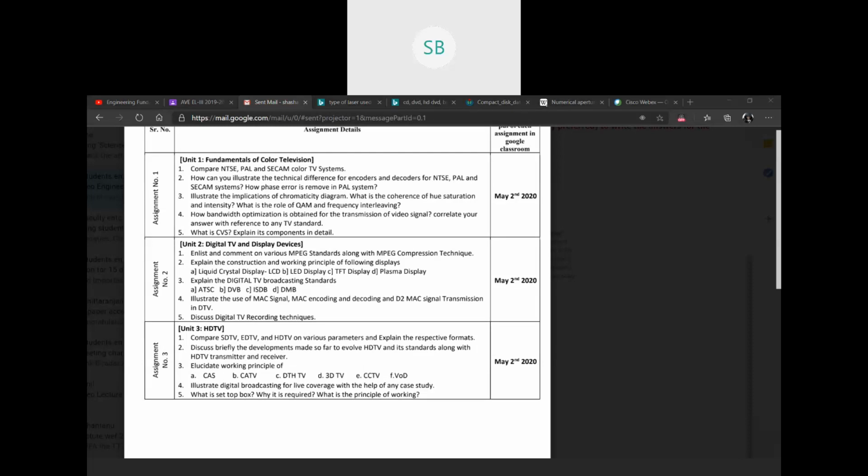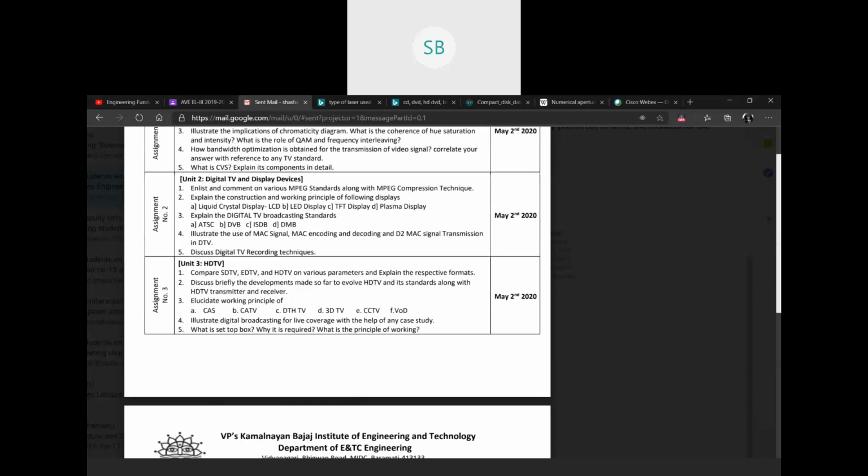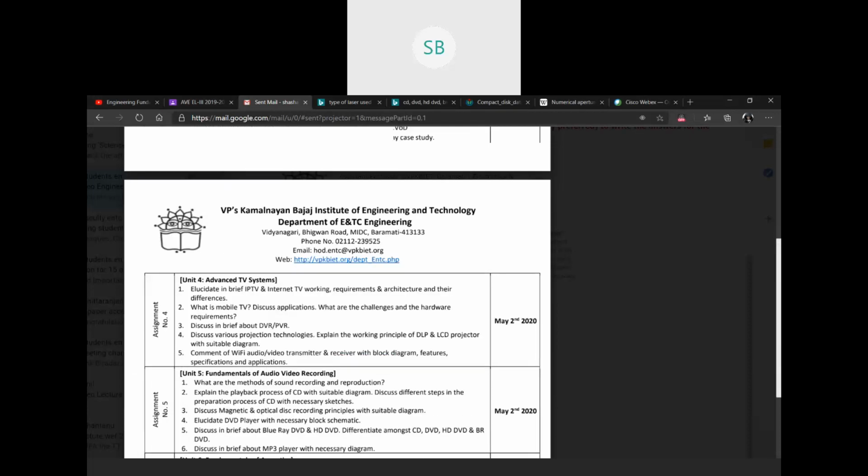What could be your answer? Your answer should be 1.6 micrometers. Okay, so we have to know each and every minute thing that has been covered in the respective unit.